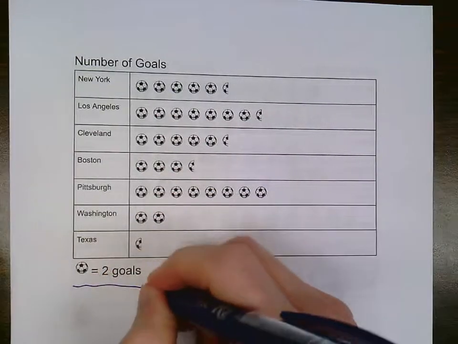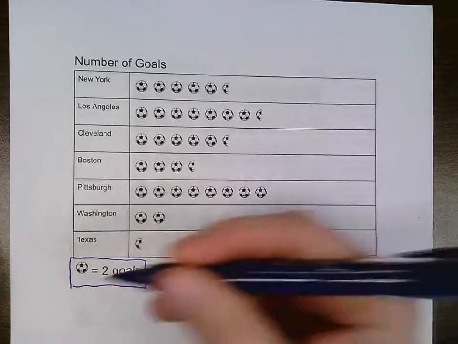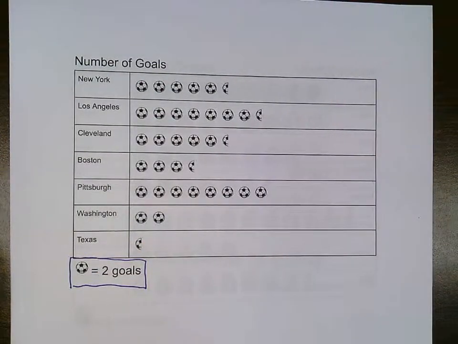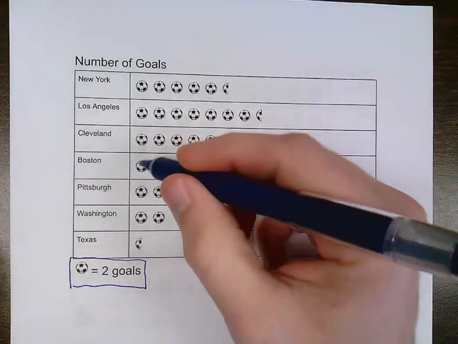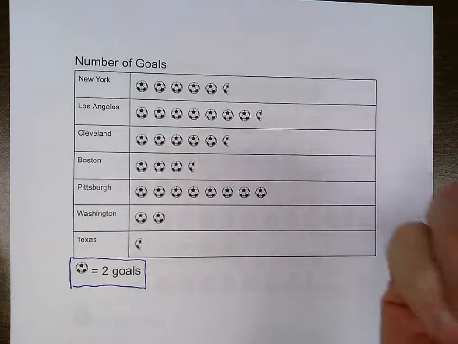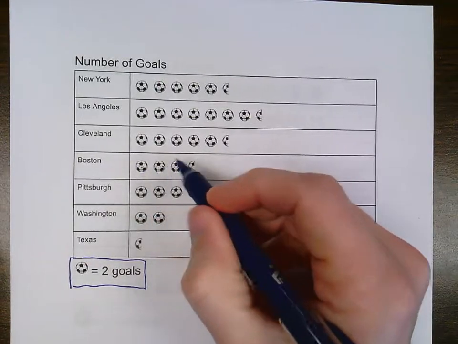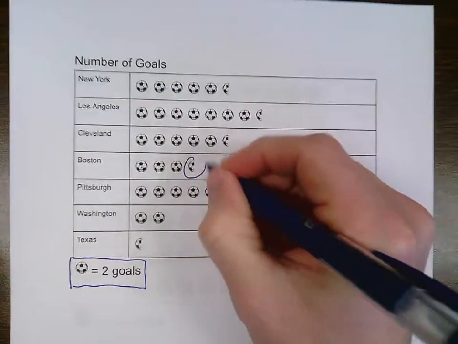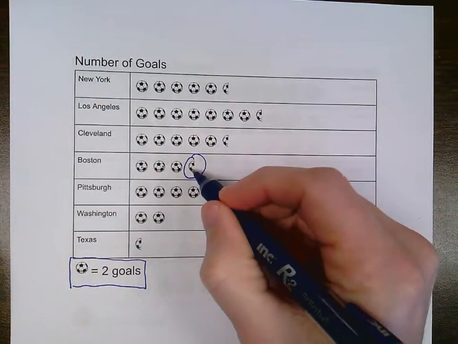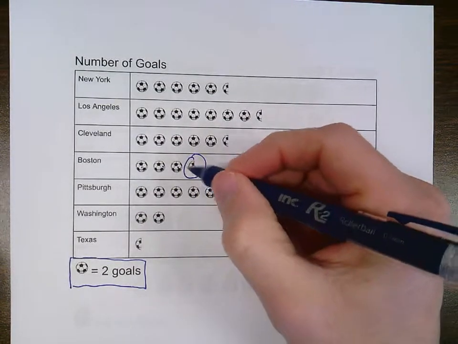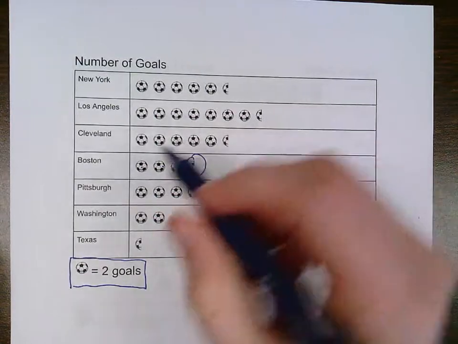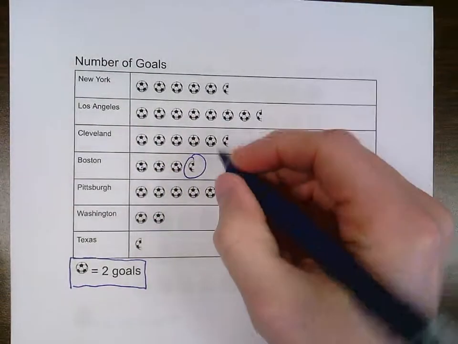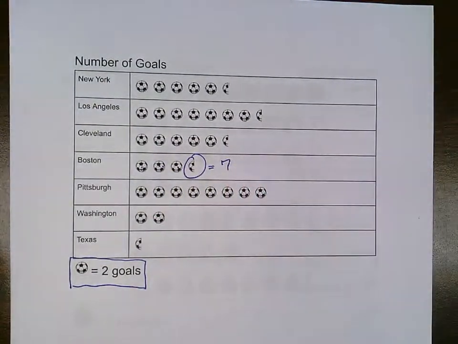Somewhere on the graph there will be a key that will let you know what each picture is worth. In this picture, each soccer ball is worth 2 goals. So if I were to go to Boston and figure out how many goals Boston scored, it'd be 2, 4, 6, and then this half one would be 1, because it's a half of a soccer ball. One whole soccer ball is worth 2, a half of a soccer ball would be worth 1. So it's 2, 4, 6, 7. So Boston would have scored 7 goals.